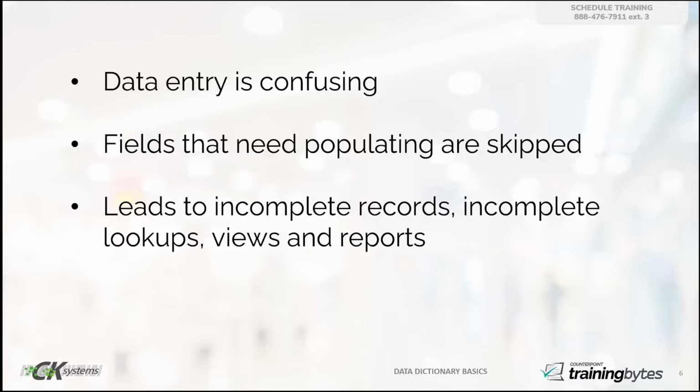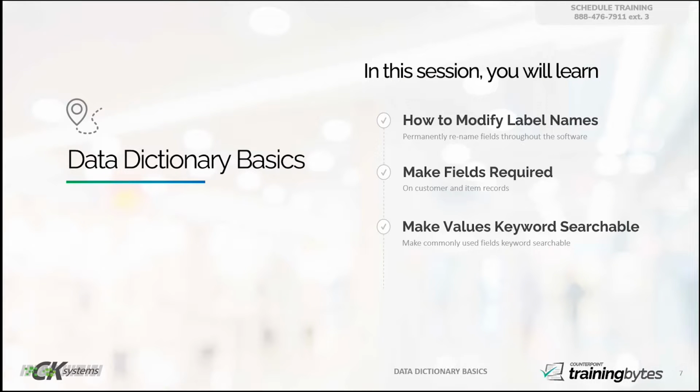If the labels aren't intuitive, it makes data entry confusing. Then you'll find out that fields are not getting populated, they're getting skipped. And when you have these fields that you need populated and they aren't, it's going to lead to incomplete records, incomplete lookups if you use your lookups, I hope you do, incomplete views, and also maybe missing information from certain reports. So today we are going to talk data dictionary basics, how to modify a label name, permanently rename.